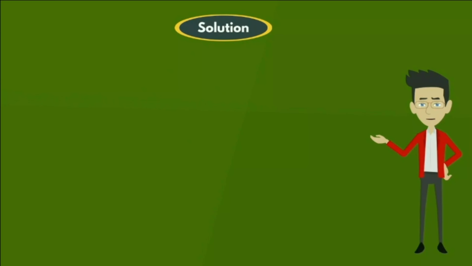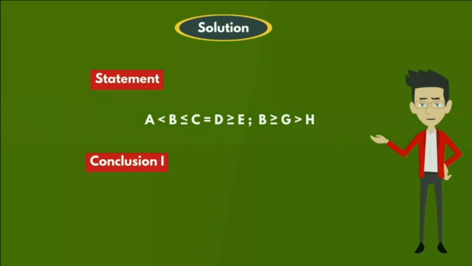Let's see the solution. Here the statement is A less than B less than or equal to C equal to D greater than or equal to E. B greater than or equal to G greater than H. Let's check with the conclusions. Conclusion 1. D greater than H.